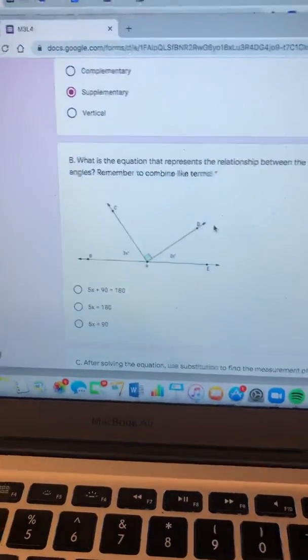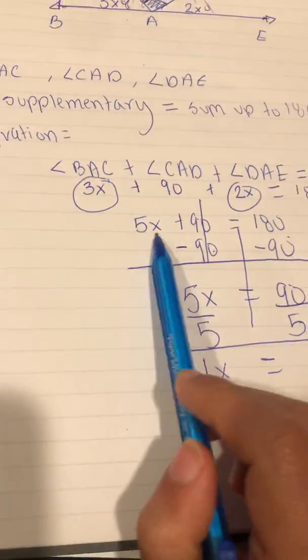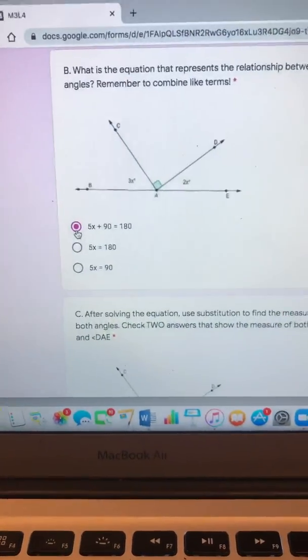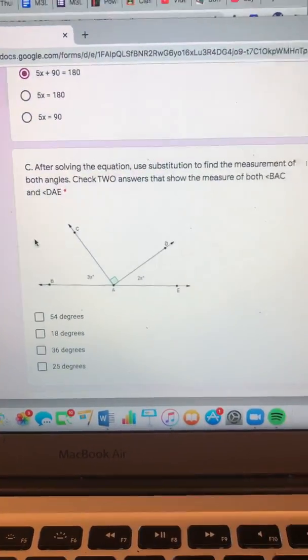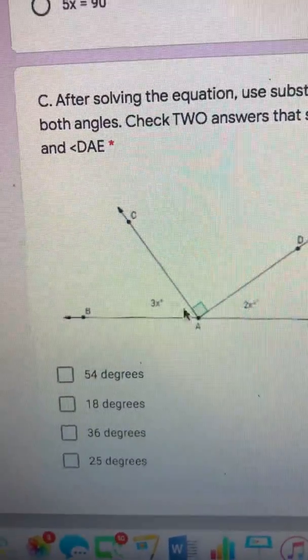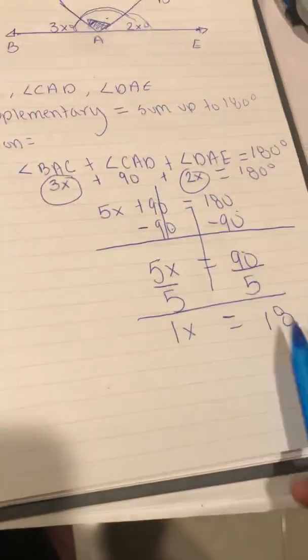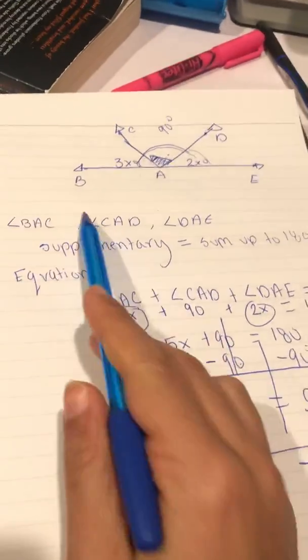Okay, so if we go back here, this tells you, okay, what's the equation? And we found the equation. The equation was 5x plus 90 equals 180. So I'm going to go ahead and click 5x plus 90 equals 180. Now, we found out what x is. What we now have to do is find out what 3x is and what 2x is, because that's actually not the measurement. So what do we know? We know that x is 18. This is part C.